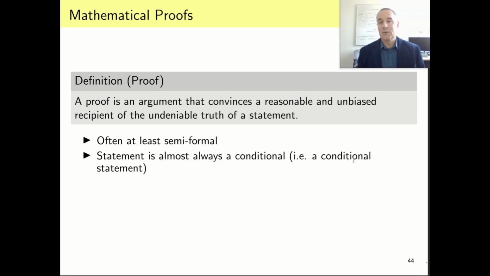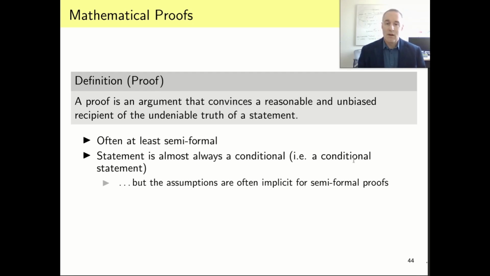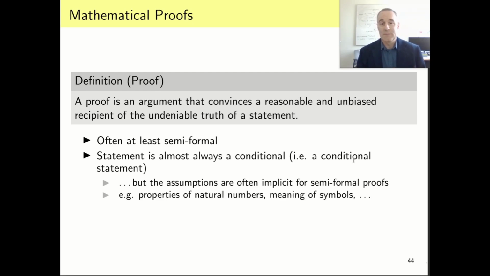Now, if we're doing an informal proof, there may be some things that we just assume everybody knows and agrees on, but it's much better if we can be explicit about those things. If we're doing a formal proof on a machine running an algorithm, we have no choice other than to be completely explicit about those assumptions, unless they're built into the mathematics already. Right, so they're often implicit for semi-formal proofs, often explicit for really formal proofs. So we might assume, for example, in an informal proof, especially if humans were communicating to one another, that we all know what the natural numbers are, we all know the meaning of certain symbols.